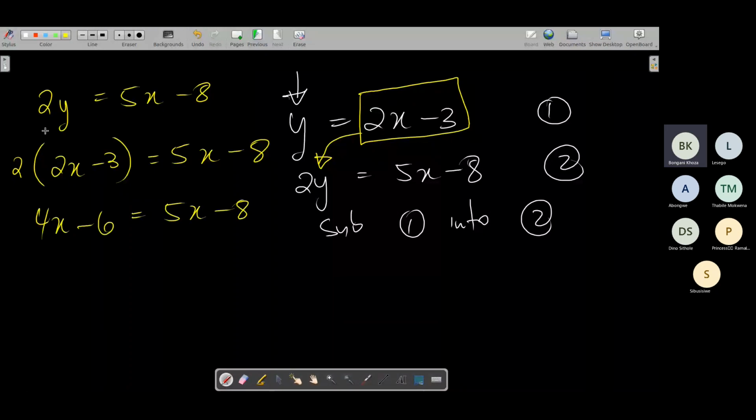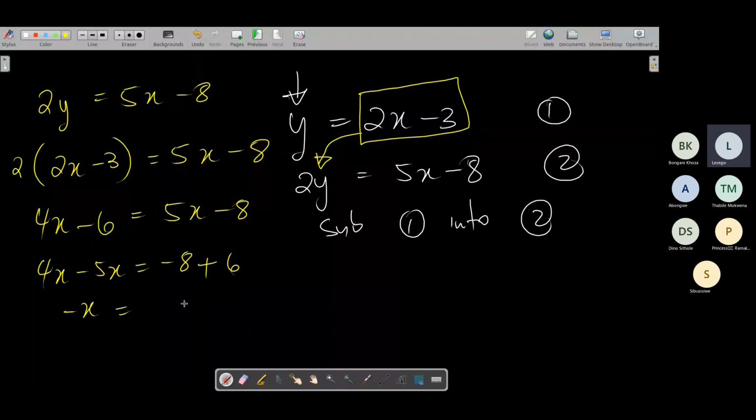We multiply it now inside. We collect our variables one side. Let's collect variables one side. So we have 4x minus 5x equals 6 minus 8, like that. And then from there, what do we have? Negative x equals negative 2. And then we divide by negative 1, we divide by negative 1. What do we have? x equals 2, right?